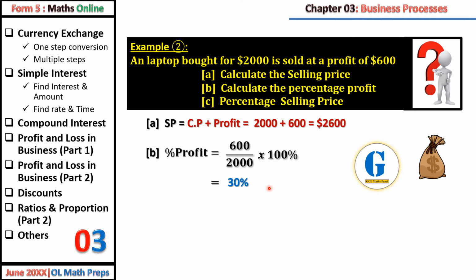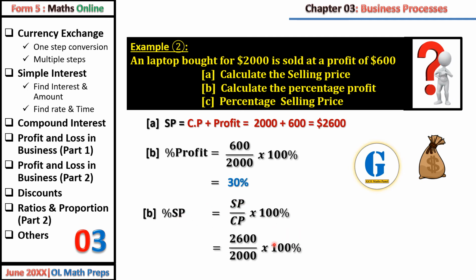Lastly, the percentage selling price is given by, we know that the percentage selling price can be calculated in 2 ways. We can have selling price over cost price times 100% over 1, or we can just take the percentage profit plus 100%, because the cost price is always 100%. So selling price on cost price times 100% over 1 to calculate the selling price. So this will give us 130%.